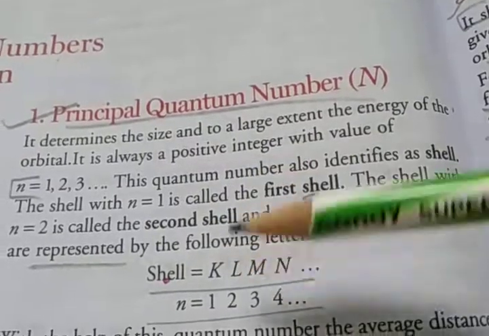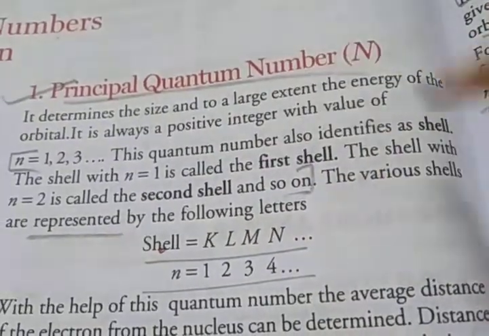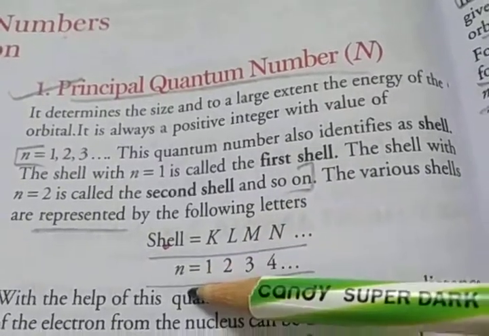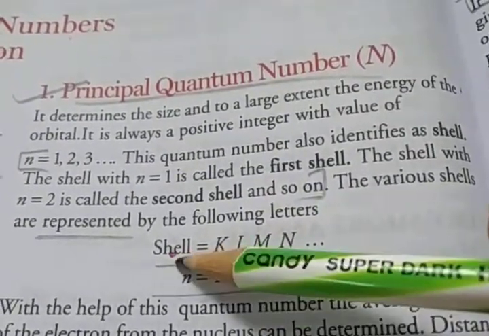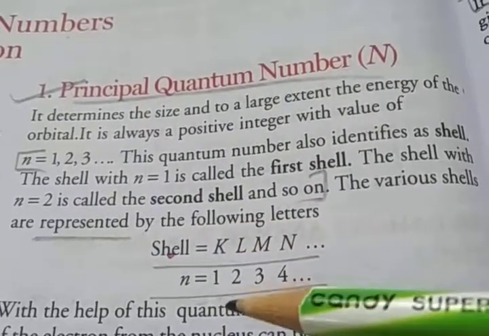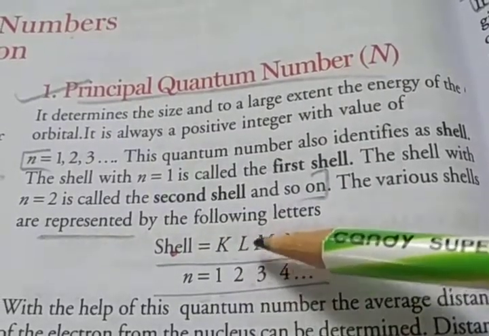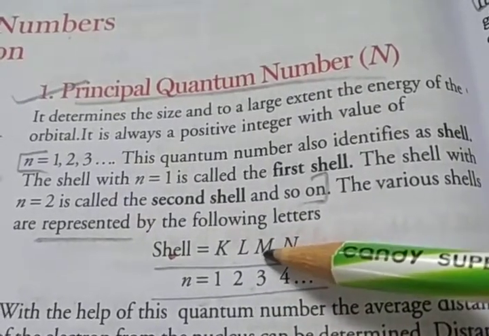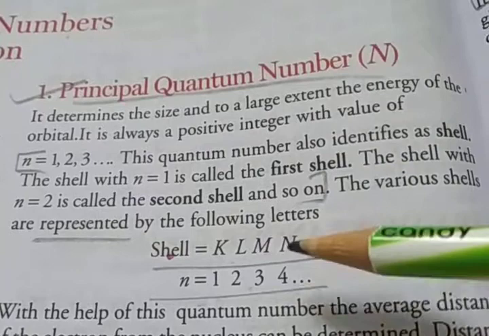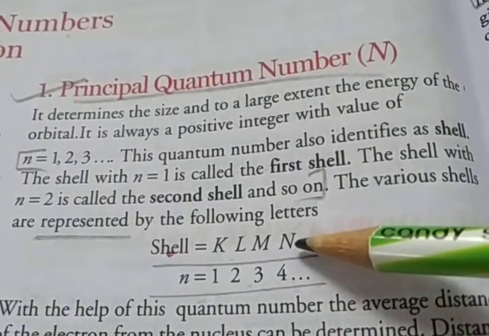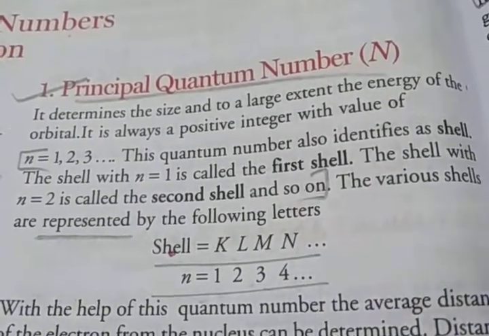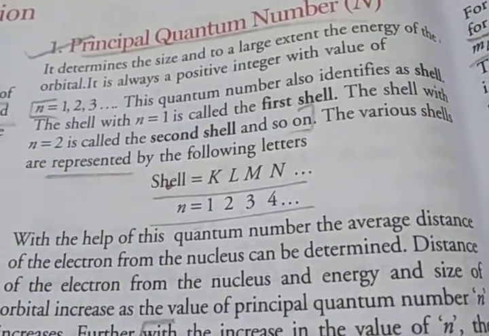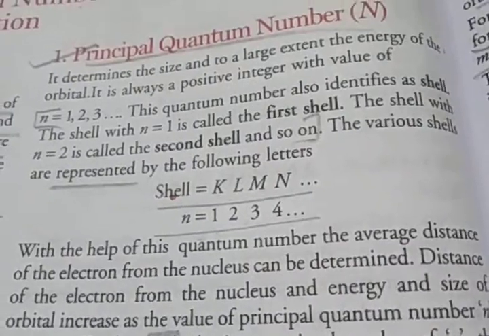Various shells are represented by the following letters. For n equal to 1, 2, 3, 4: if n is equal to 1, that means the first shell is K. N is equal to 2 means the second shell is L. 3 means the third shell is M. 4 means the fourth shell is capital N. With the help of this quantum number, the average distance of an electron from the nucleus can be determined.